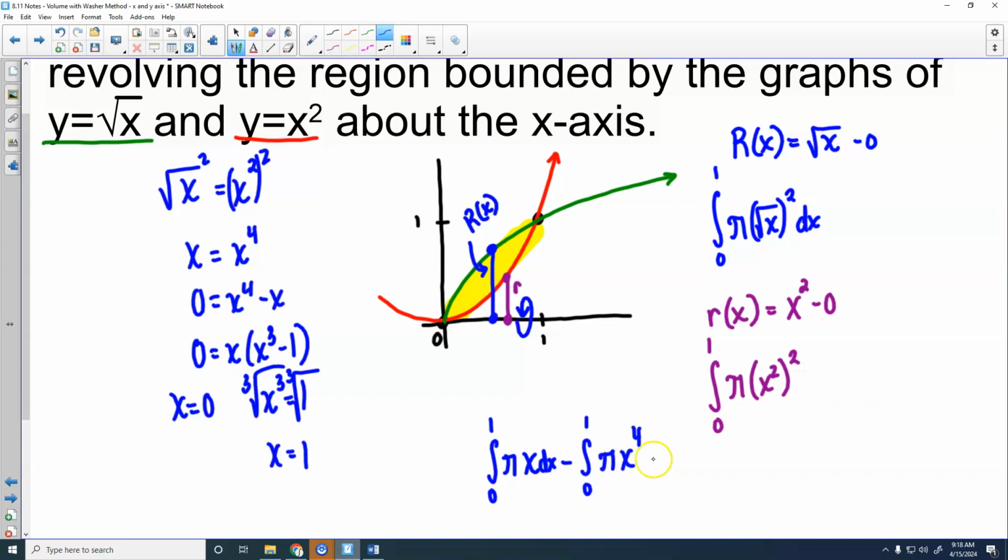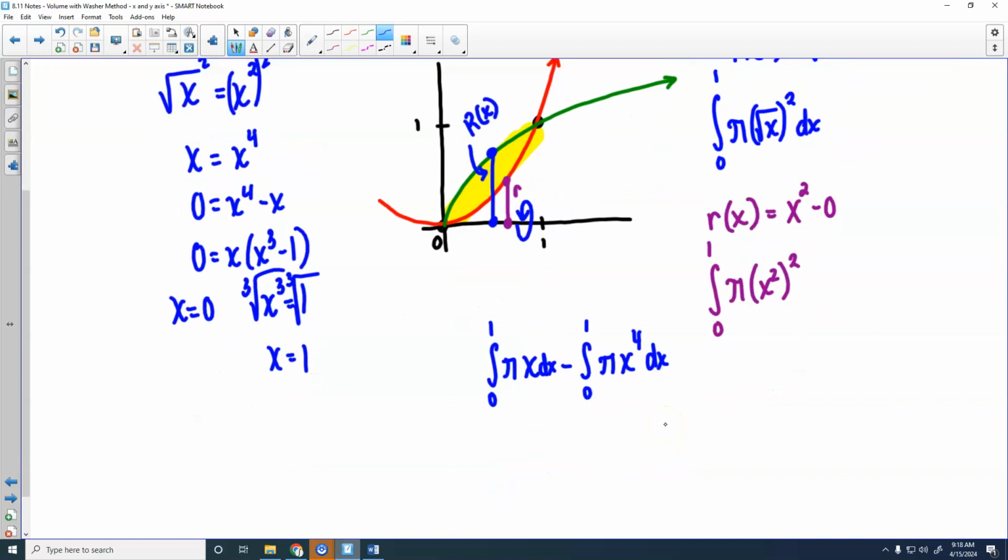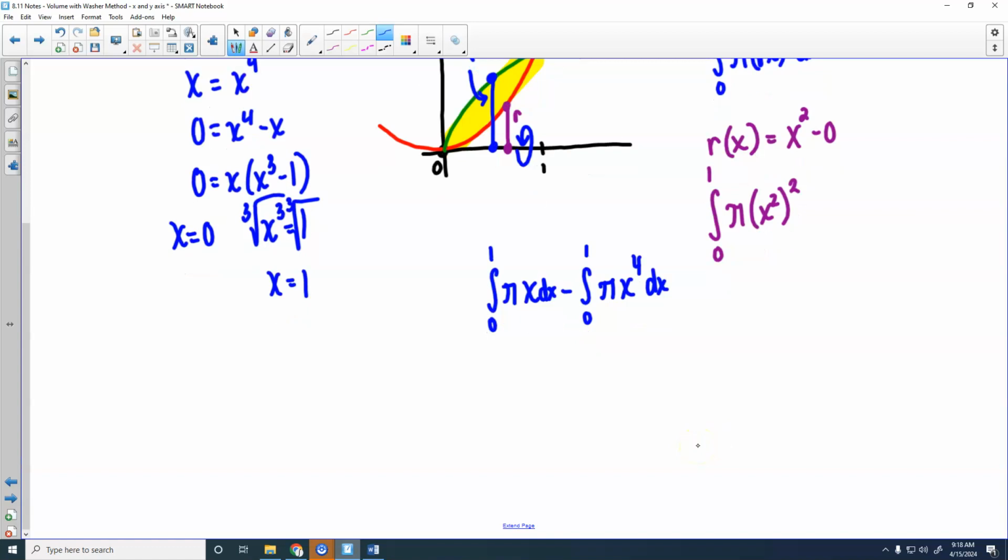X to the 4th. Now, if I want to put those together before I integrate to make it a little easier so I don't have to do this twice, both of these have pi's, so that could be pulled out front, and they have the same limits. So we can do pi integral from 0 to 1 of x minus x to the 4th dx.